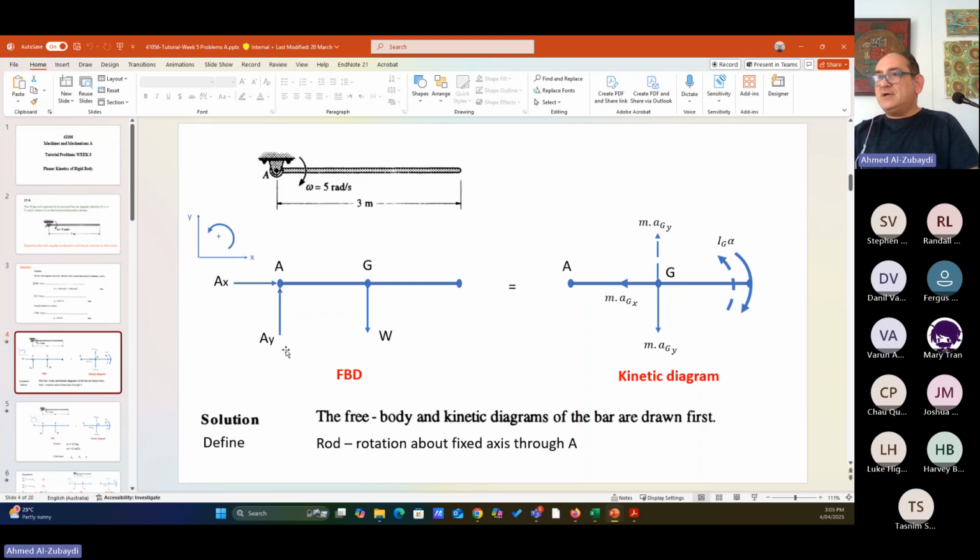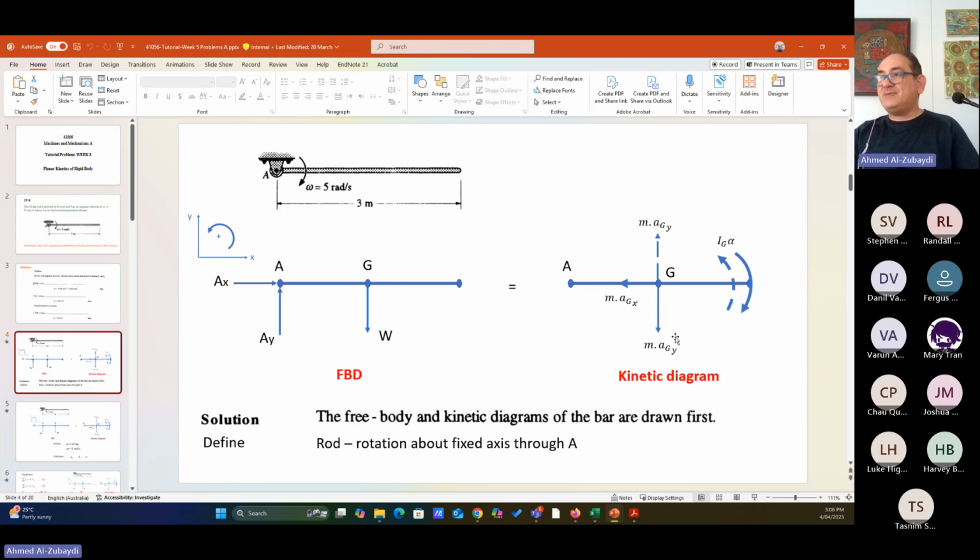For the y direction, we're going to have Ay positive and W negative in the free body diagram. On this side, we're going to have m multiplied by a_Gy, and we're going to consider that to be negative at the beginning. By solving this one, we're going to find the value of a_Gy in terms of alpha, because we don't know what alpha is. To find alpha, we're going to do the moment around point A, which in that case is going to be equal to I_G alpha in general.